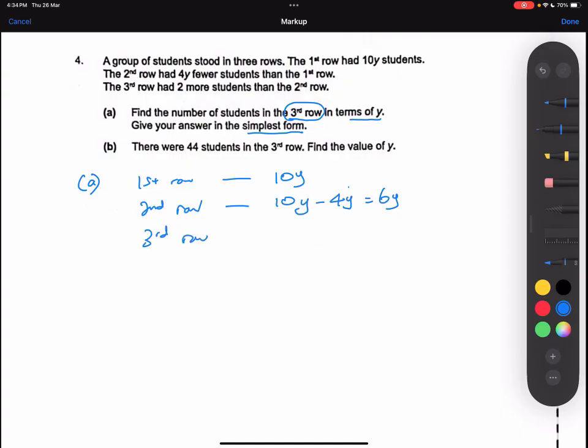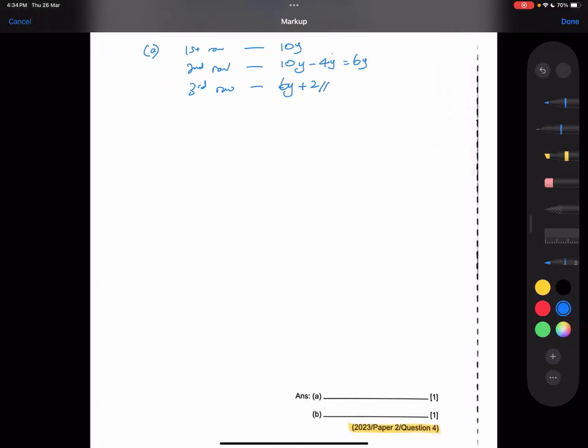Third row, 2 more students than the second row, 6Y plus 2. Find the number of students in the third row in terms of Y. Give your answer in the simplest form. Okay, this is our simplest form: 6Y plus 2.